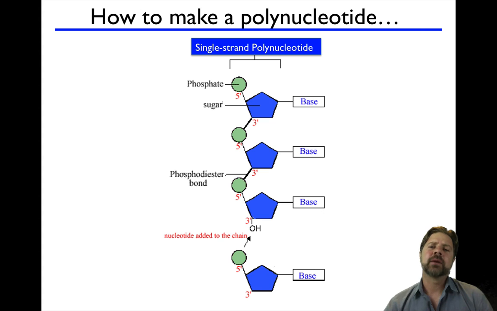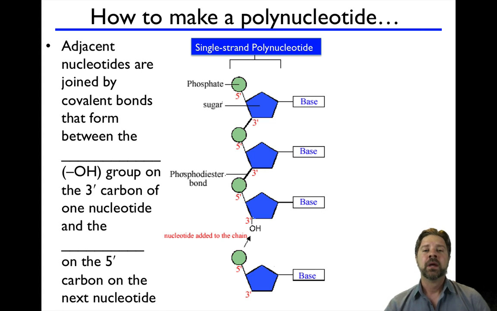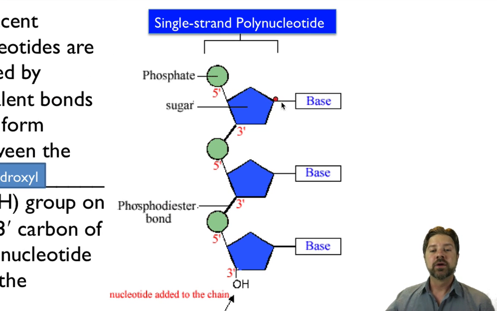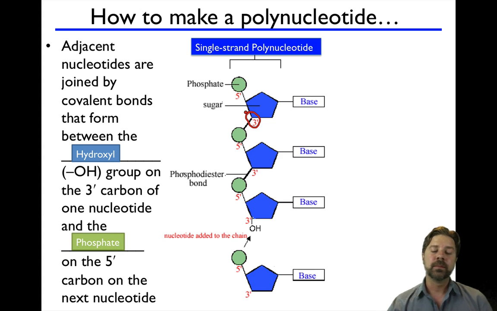So how do you actually make a polynucleotide? Well, let's take a closer look at it. Adjacent nucleotides, that is side-by-side nucleotides, are going to be joined by covalent bonds between 2 things. First, the hydroxyl group on the 3' carbon of a nucleotide. All right, let's stop right there. So here is our sugar, and one of the carbons of the sugar is called the 3' carbon, and it sits right here. That is going to form a covalent bond with the phosphate that is connected to the 5' carbon on the next sugar in the next nucleotide.